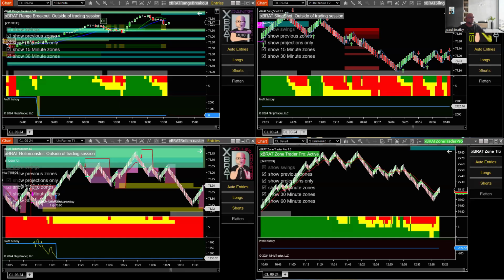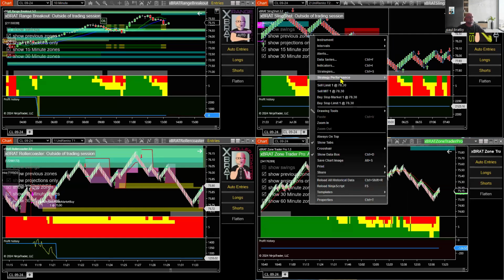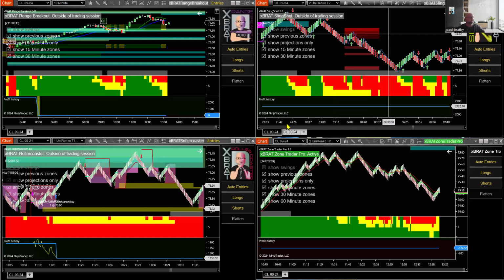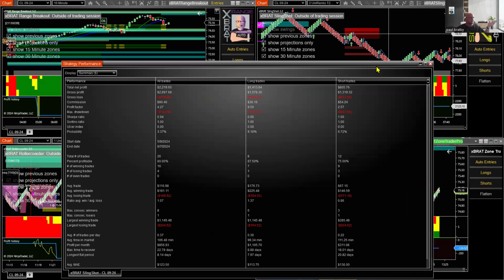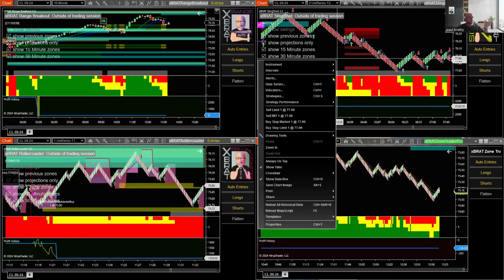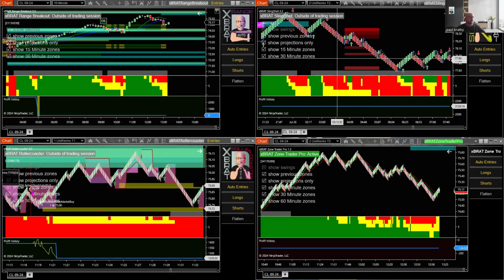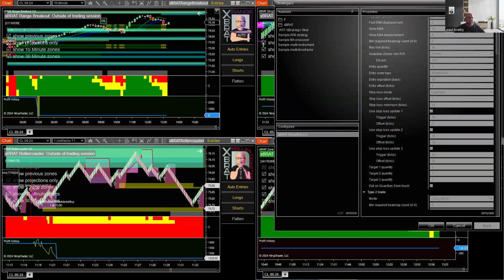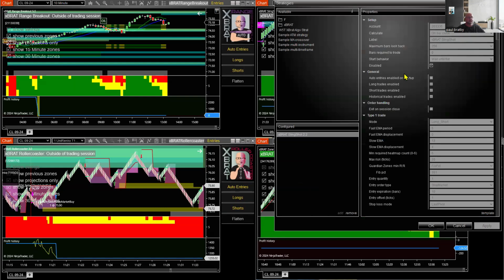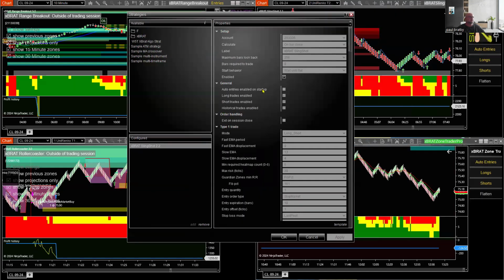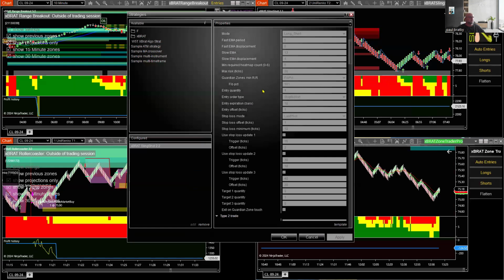So the thing to do is, and this is how you learn, for example on oil, we can see the strategy performance report here, $2,200, whatever it is. So if I go into the strategies, I've loaded up a template. So down in the bottom here, click template and load. That template has certain parameters here.